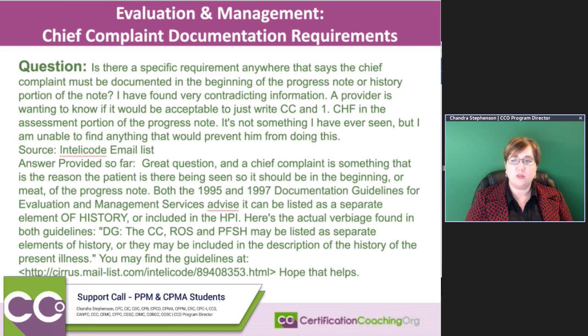I have found very contradicting information. A provider is wanting to know if it would be acceptable to just write CC, chief complaint, and 1, CHF, in the assessment portion of the progress note. It's not something I've ever seen, but I'm unable to find anything that would prevent him from doing this. The answer that I've provided so far, this is not my answer, this is the person that asked the question, says, great question. A chief complaint is the reason the patient is there being seen, so it should be in the beginning or the meat of the progress note.